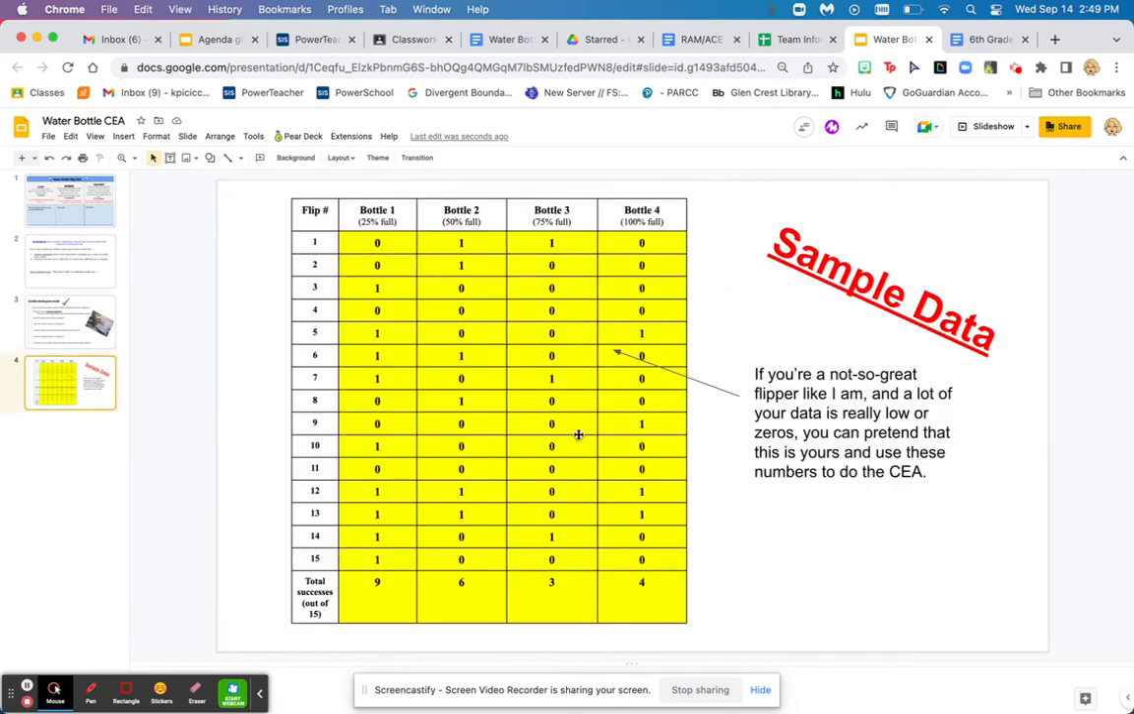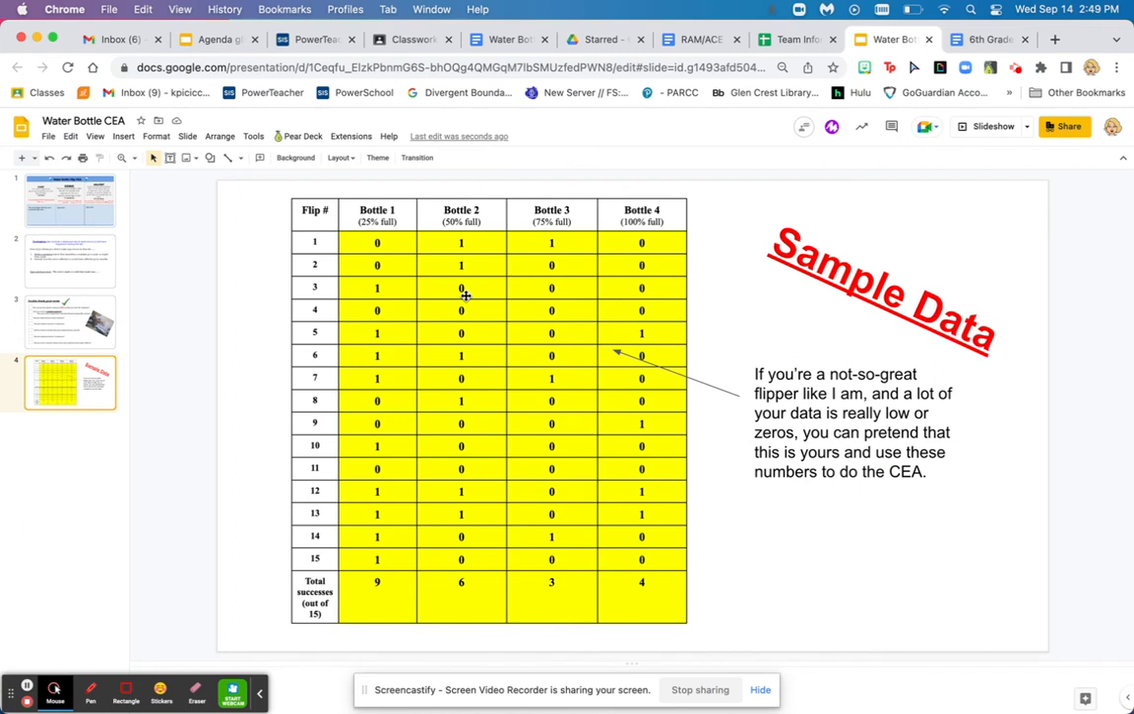Okay. The last slide is for people like me. When I do the water bottle flip, I get numbers that are like 0, 0, 1, 0. That's not a lot of data. So if you don't have a lot of data or most of it's zeros, use this last page and pretend it's your data. Okay, so there's a clear winner in this. There's much clearer data in this one. Okay, that's only if you're full of zeros and ones.